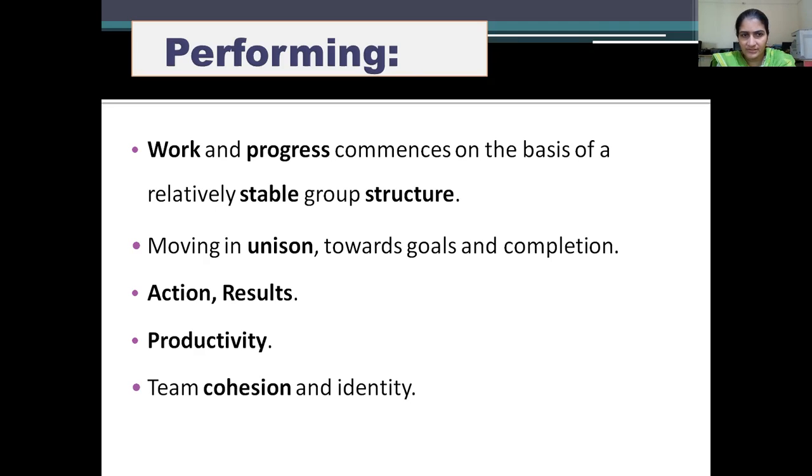And then actions would be taking place, like actually the people will work, the work would be done, action oriented, and the results would be found, productivity will take place, and team cohesion and identity would be derived.